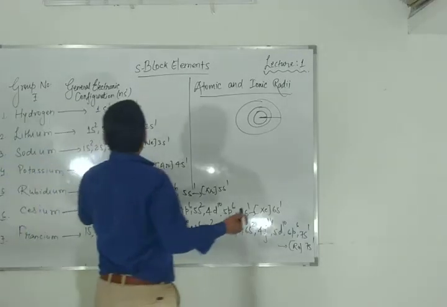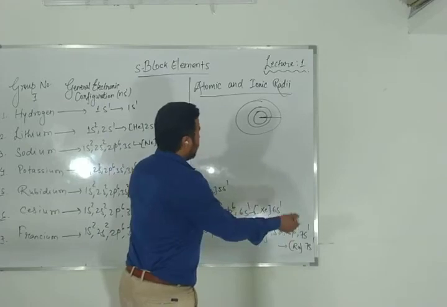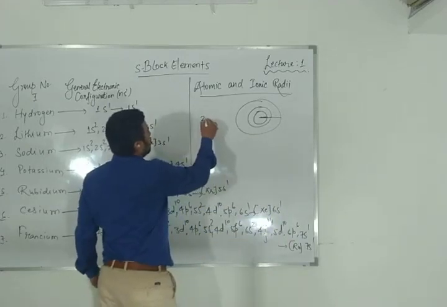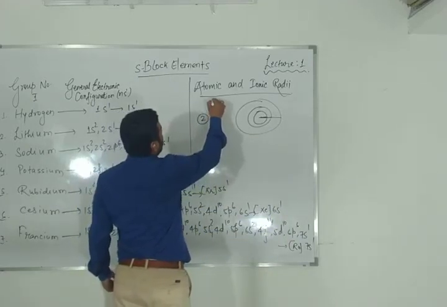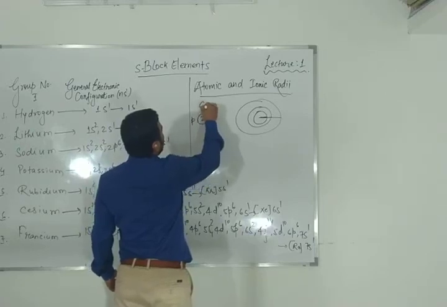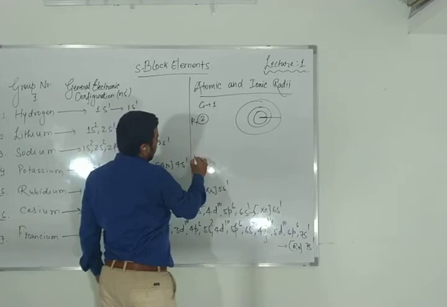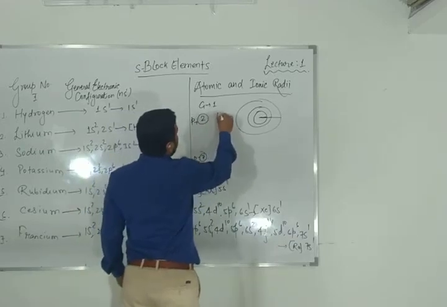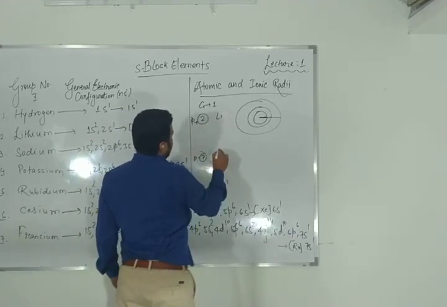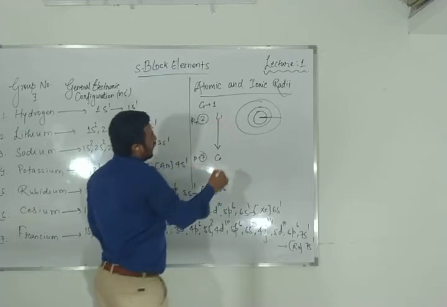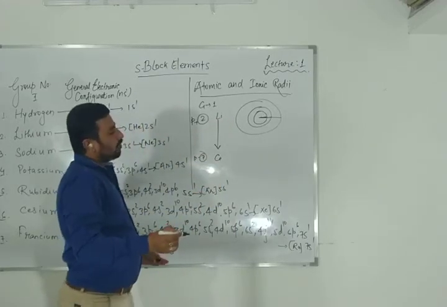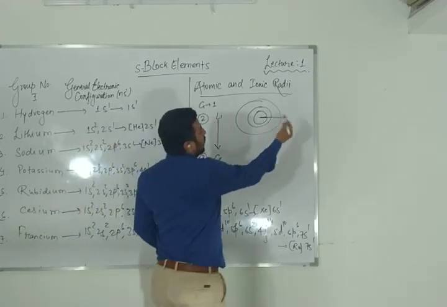So dear student, as I have said, this is the period and this is group number 1. From the second period till the seventh period, means from lithium to francium. Francium is radioactive. So as you know, as we move down the group, the atomic radius will increase.